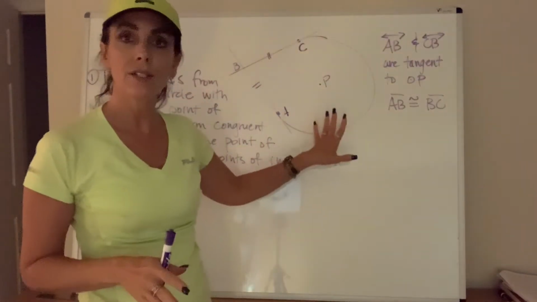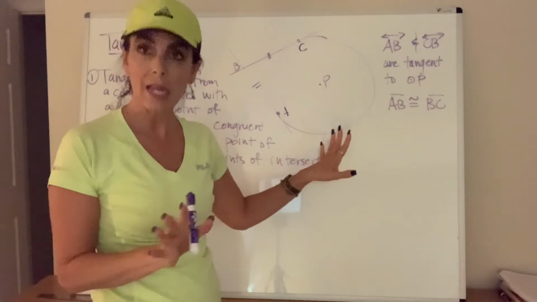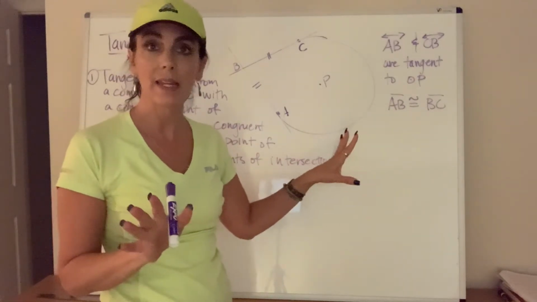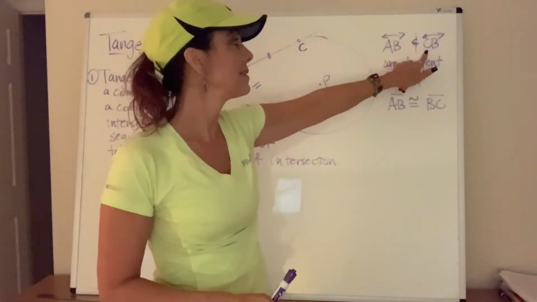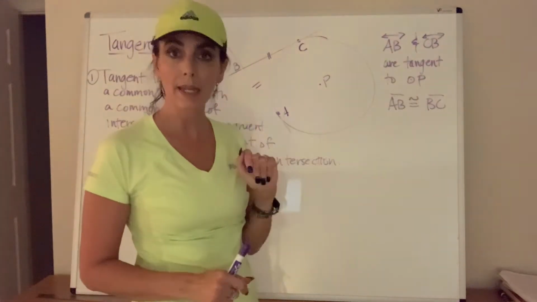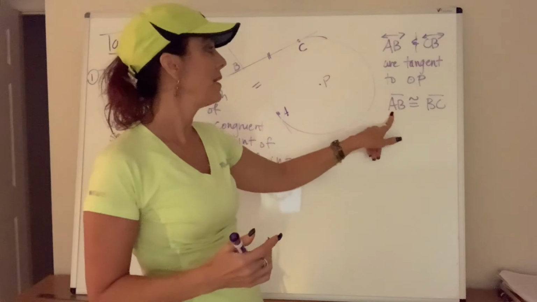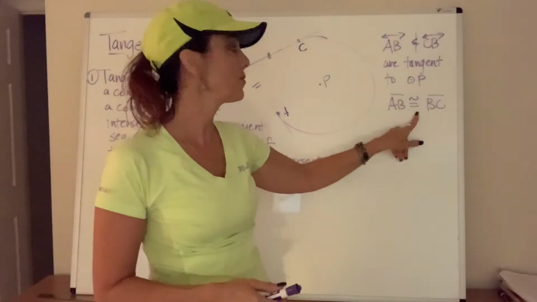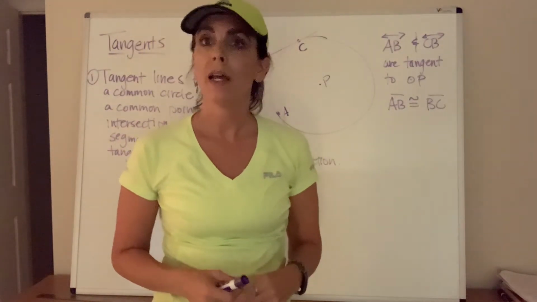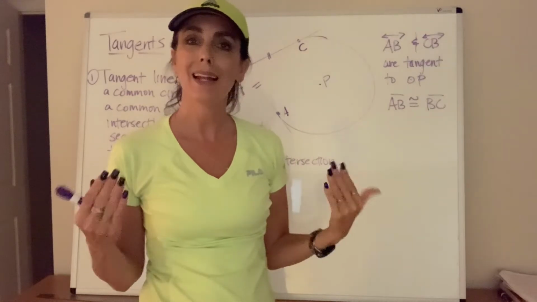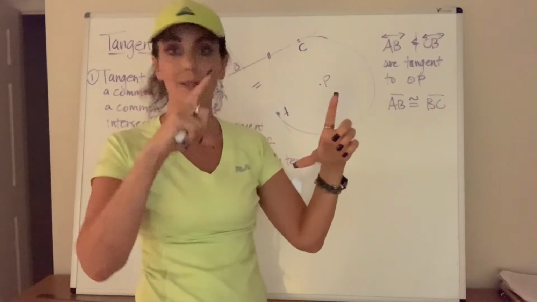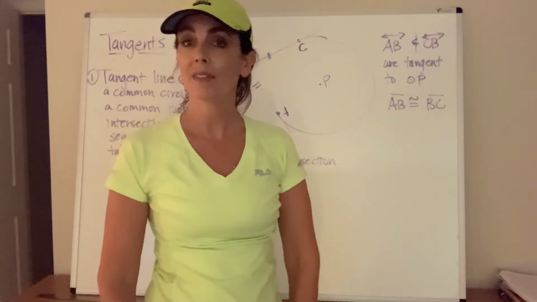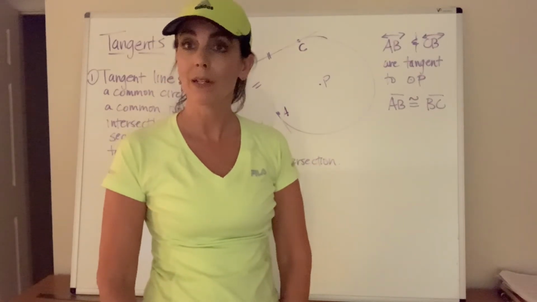So in our diagram here, we can say that line AB and line CB are tangent to circle P, and that segment AB is congruent to segment BC. And that's going to be true anytime you've got one circle, 2 tangent lines, and they intersect somewhere. You can say that the segments that they form are going to be congruent.